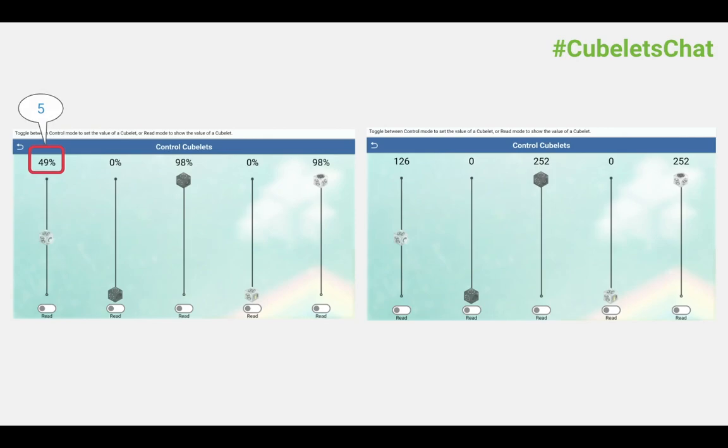The next sense cubelet is measuring 0, which will be 0 on that bar graph. The sense cubelet in the middle reports 99%, which is the same as 10 out of 10 on the bar graph. And the last 2 act cubelets are 0 and 10, respectively.